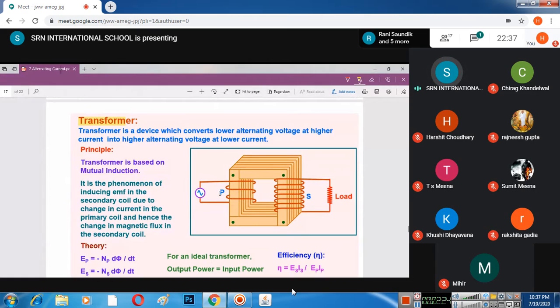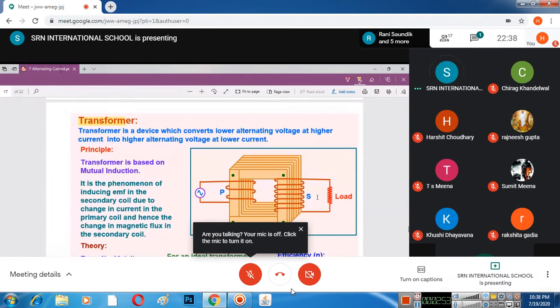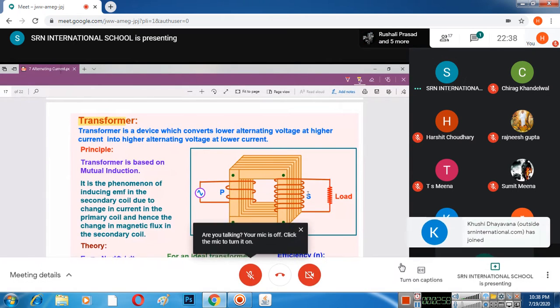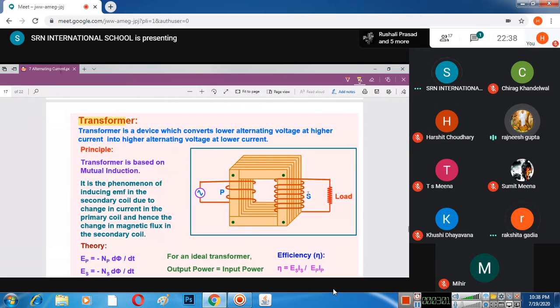You can see the side which is written as P, and there is another side which is written as S. In the P side the number of turns is less as compared to the number of turns in the secondary coil, which is more. This P is the primary coil and this S is the secondary coil. Is it clear to everyone? Here P stands for primary and S stands for secondary. Is it clear? Yes, sir.